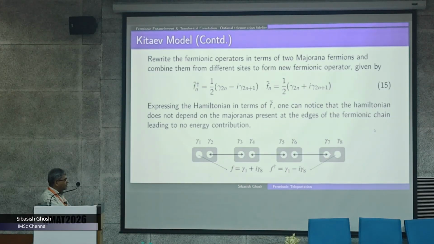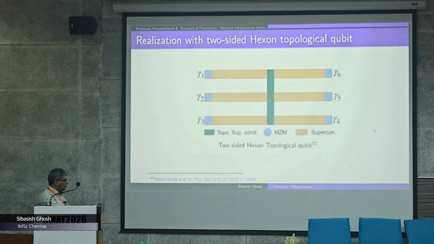So in this case, this is a kind of Kitaev chain. This first one and this end one, gamma 1 and gamma 8, these are the Majorana modes. This will give rise to these fermionic operators, and this will not contribute anything to the energy, because the Hamiltonian does not depend on the Majoranas present at these edges. It will not depend upon gamma 1 and gamma 8, and therefore it will not have any contribution to the energy. Okay, so this is the kind of architecture that we are looking into.